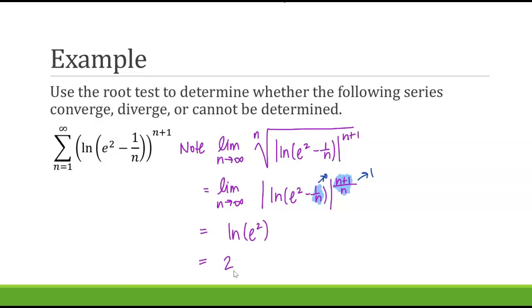So we can form a conclusion based on the root test here. Because 2 is greater than 1, we can say that the series diverges by the root test.